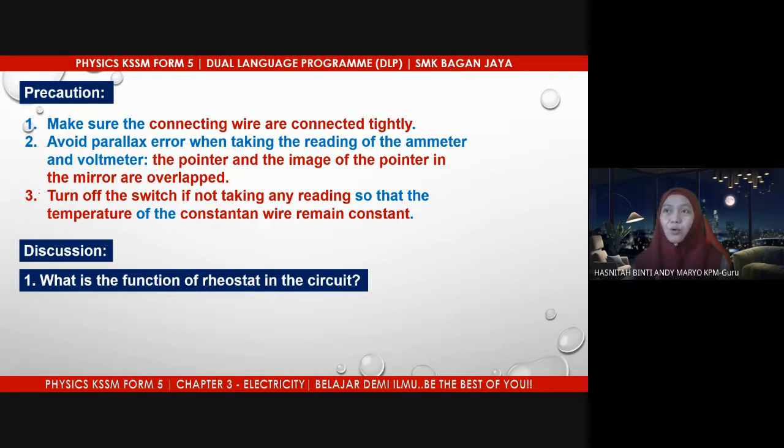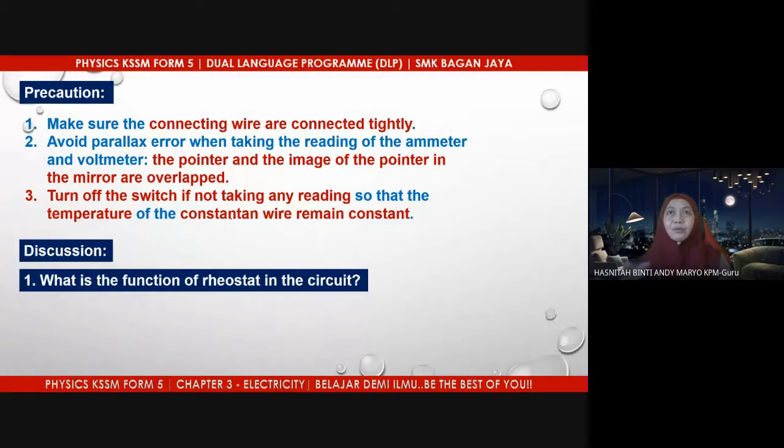Deflection needle. Or you can say turn off the switch if not taking any reading so that the temperature of the constantan wire remains constant. So this is very important because when we want to prove Ohm's law, we must make sure the temperature of the wire used is always constant.